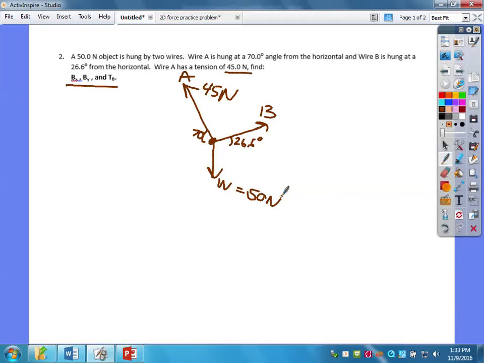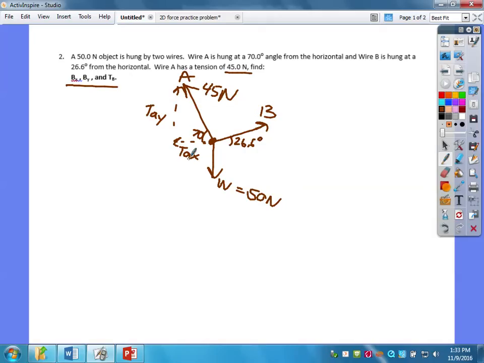So what do we need to think about here? I need to try to find everything about B. I only have the angle. In order to find other parts, I need at least one other part. So what can I do? Well, I'm going to play around with this triangle right here. I'm going to find the two components for it, the TAY and the TAX.